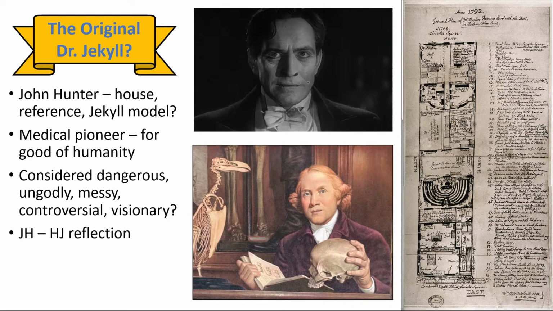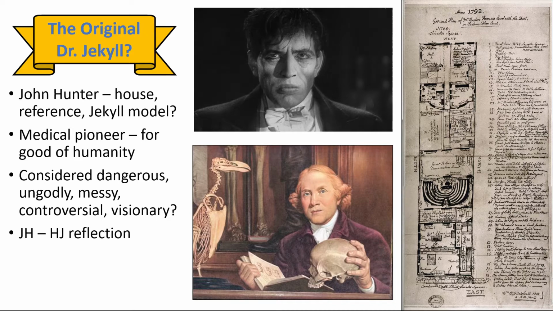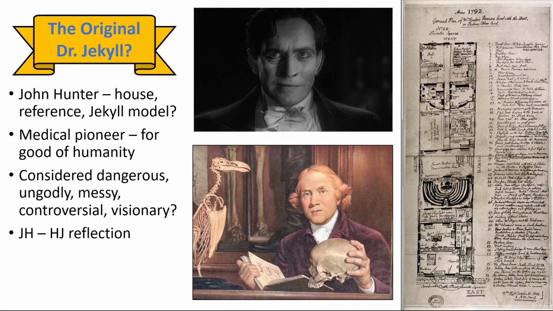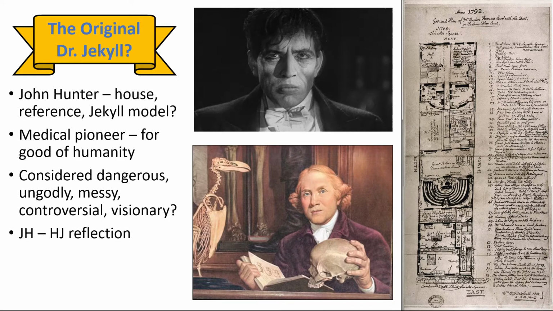And his house, you can see on the right there, is a map of Dr. John Hunter's house, and you've got the front door at the bottom, and then the back door at the top where it says west, and in the middle you've got this theatre. And this is Jekyll's house. This is the one Jekyll's house is modelled on. But you have here the essence of Jekyll and Hyde.